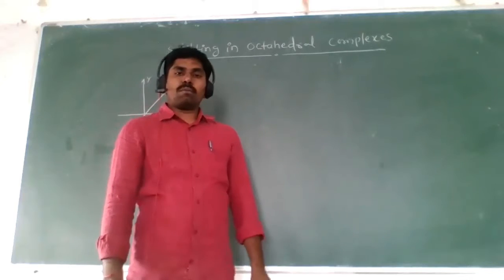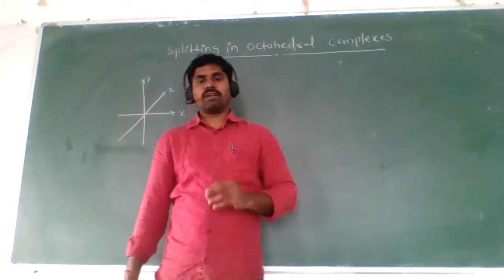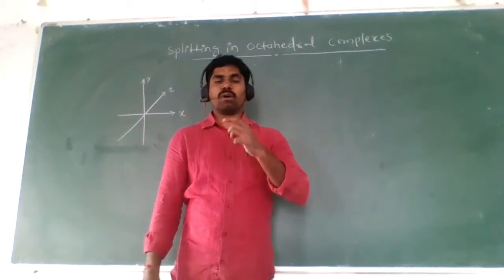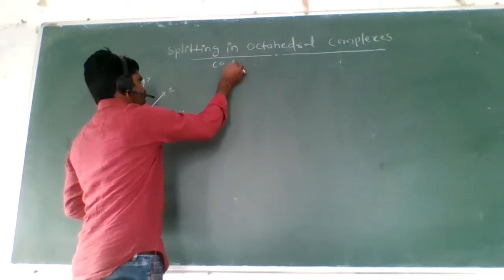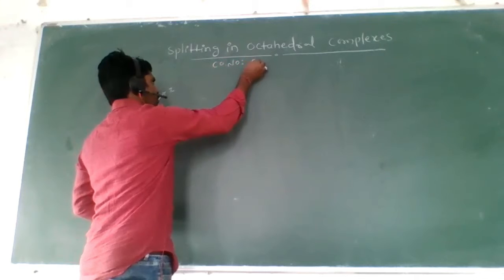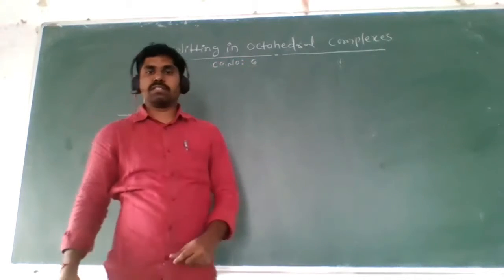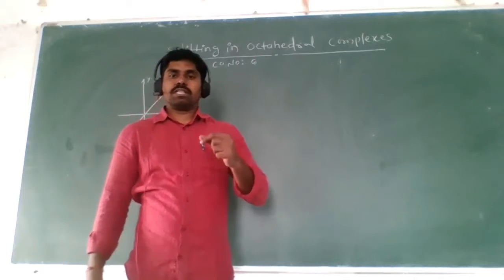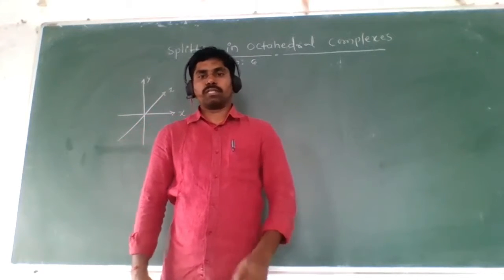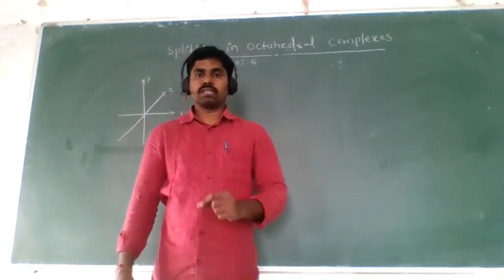In octahedral complexes, there are six ligands. In octahedral complexes, the coordination number is six. Coordination number equal to 6 means that six ligands are bonded with the central metal atom, forming the complex compound. Is that clear?